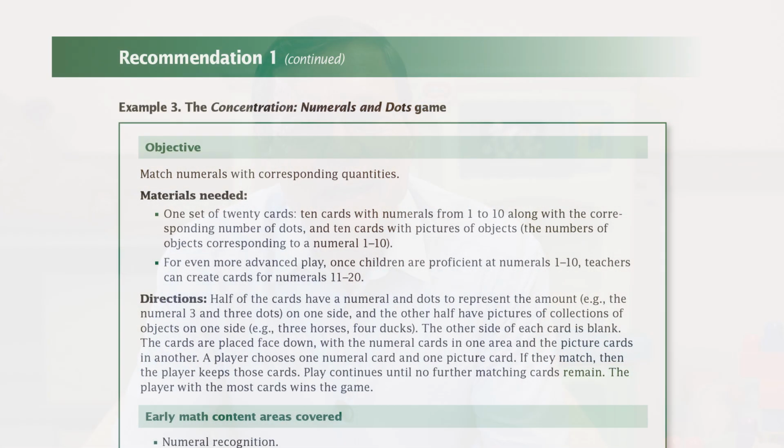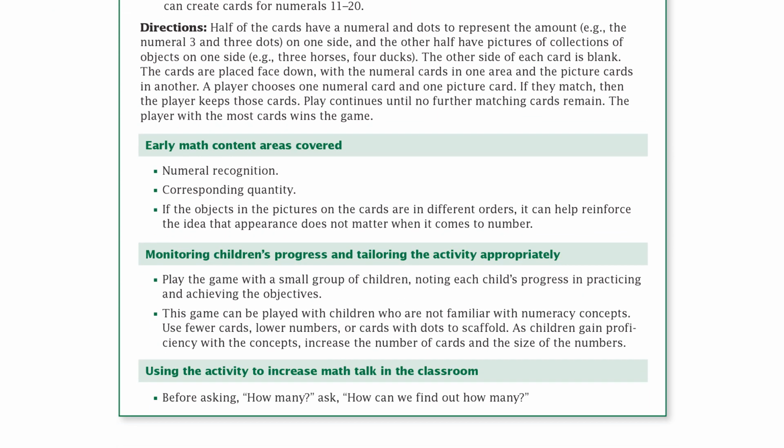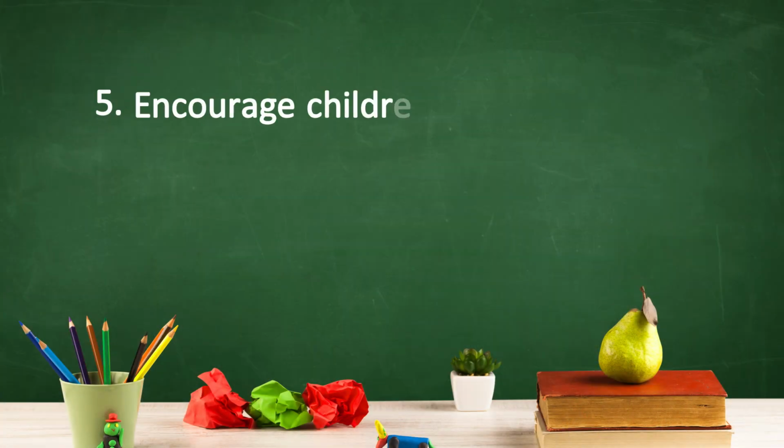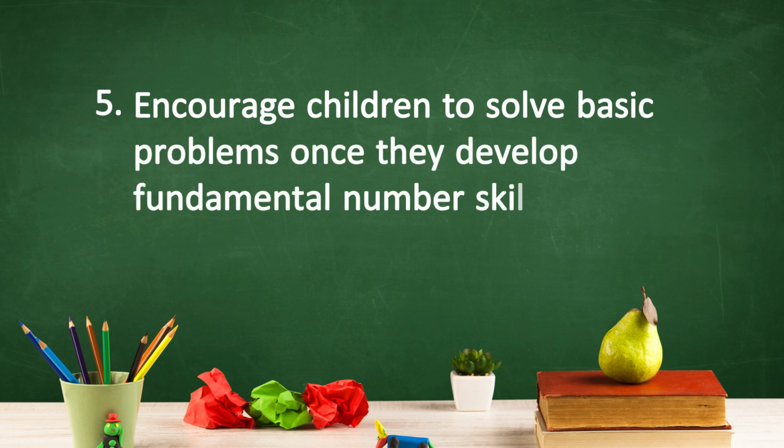For children who do not yet recognize numerals, teachers can put dots next to the numeral and word for children to count and figure out what the numeral indicates. The practice guide provides directions to play the game Concentration, Numerals and Dots, which can help children practice identifying and reading numerals. The last step in the developmental progression under Recommendation 1 is to encourage children to solve basic problems once they develop fundamental number skills.